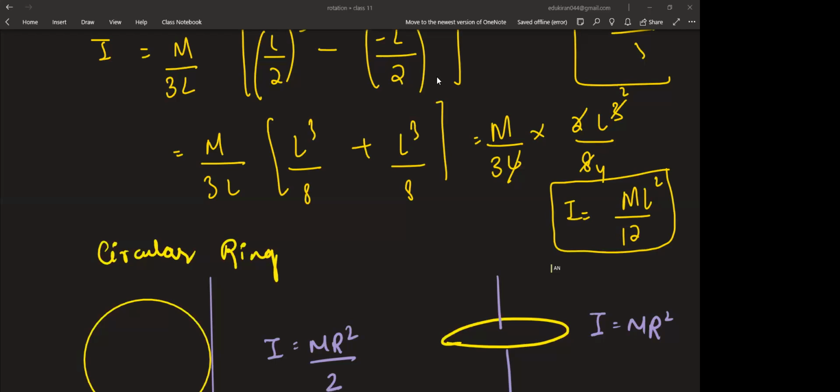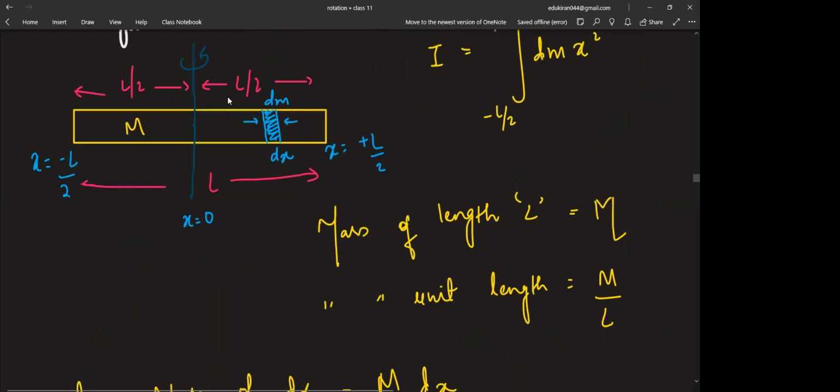Yes, I'll repeat it. See, this is ML square by 12 when the axis is here. If we change the axis, there will be some other answer. Okay, I'm repeating it. All of you pay attention, and wherever you are having doubts in this question, ask and clarify.